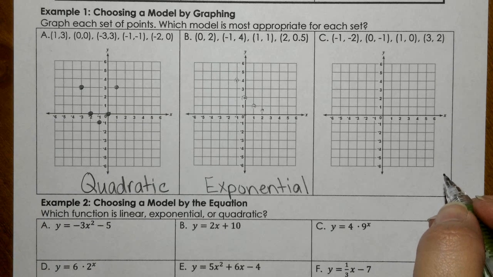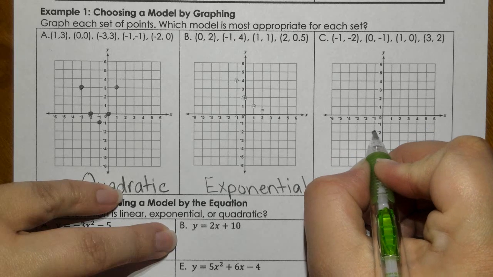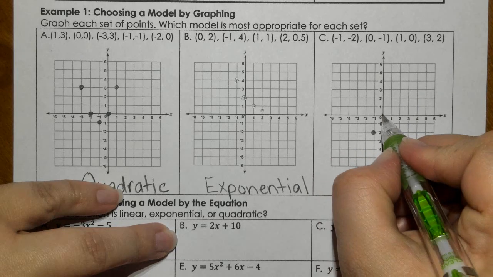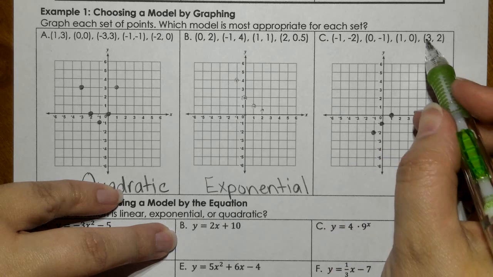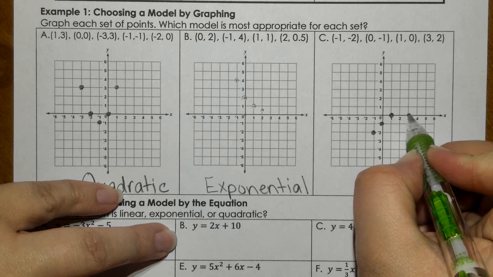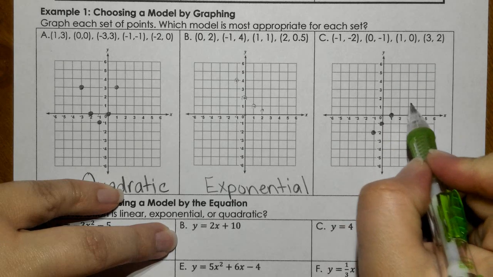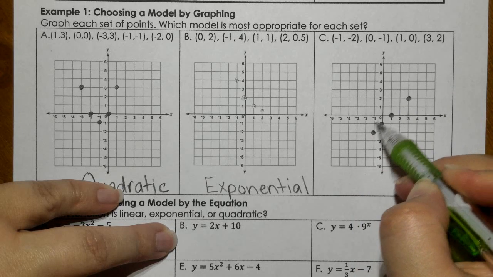For letter C, we're going to graph negative 1, down 2. At 0, go down 1. At 0, go over 1, plot your point. For 3, 2, we go over right 3, up 2. Okay, that definitely creates a straight line, so that would be linear.